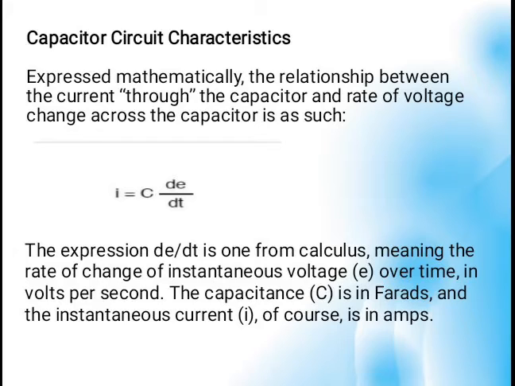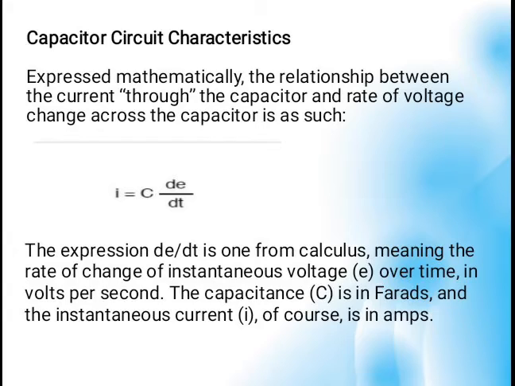Expressed mathematically, the relationship between the current through the capacitor and the rate of voltage change across the capacitor is as such: I is equal to C dE over dt. So this is the capacitor and rate of voltage formula. The expression dE over dt is one from calculus, meaning the rate of change of instantaneous voltage over time in volts per second. The capacitance C is in farads, and the instantaneous current I, of course, is in amps.